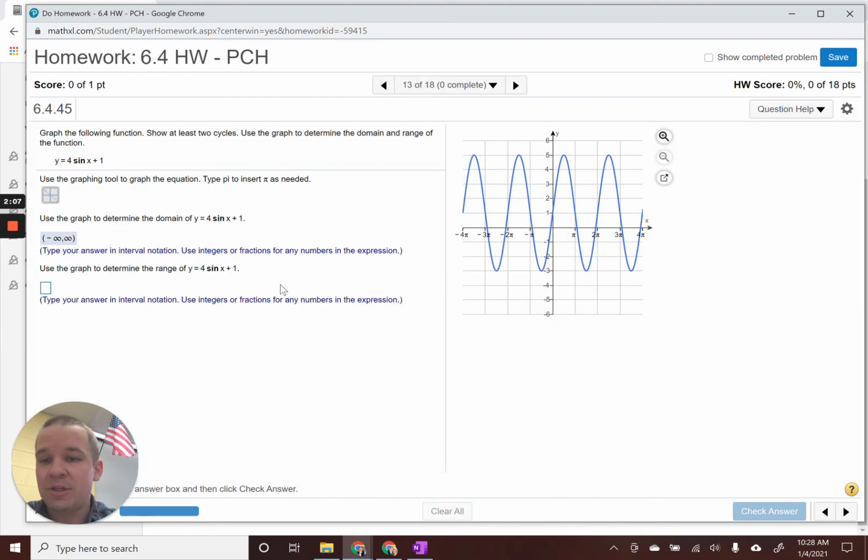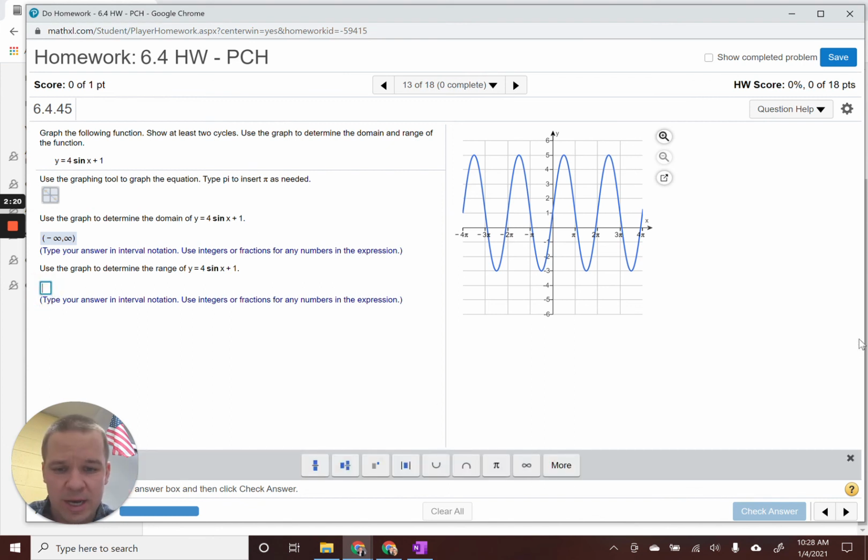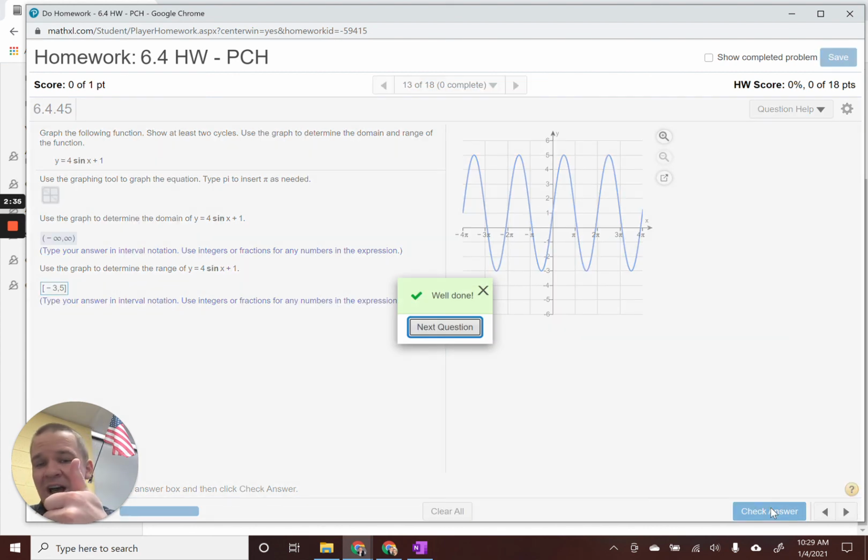All right. Now, determine the range, right? So it's my up and down. Well, how high and how low does this one get? It goes as high as 5 and as low as -3, and it is including those points. So I've got my brackets, and then I've got -3, comma, 5. Hopefully MyMathLab accepts that and doesn't think that we want to use parentheses. Well done. All right, excellent. Well, there you go. That's how we're going to graph it and do a couple of those follow-up questions for domain and range.